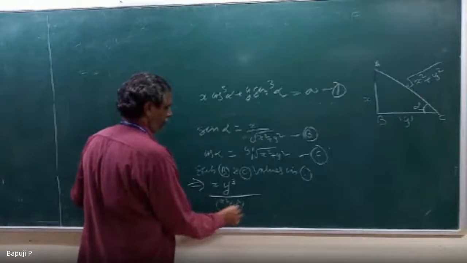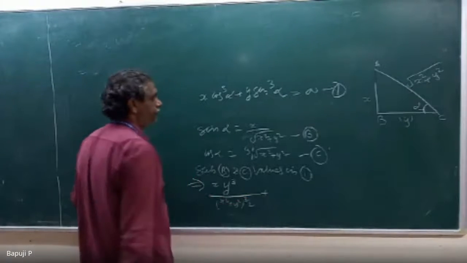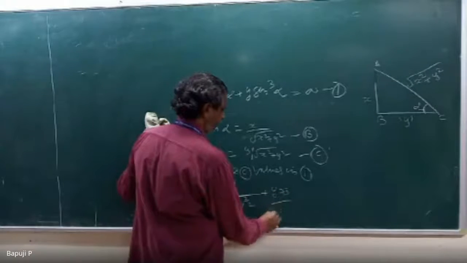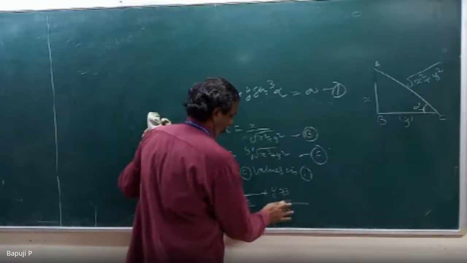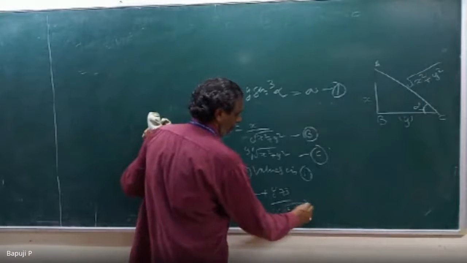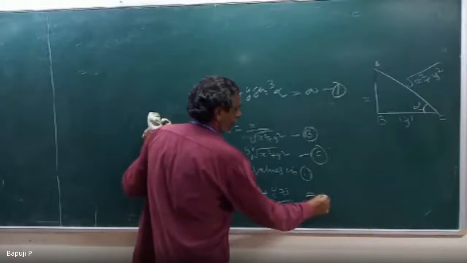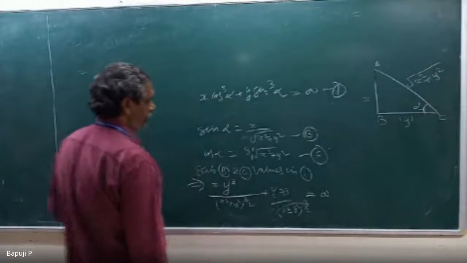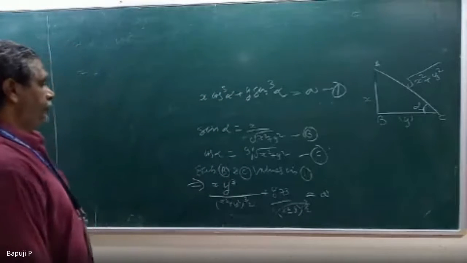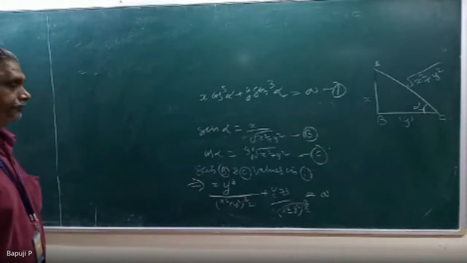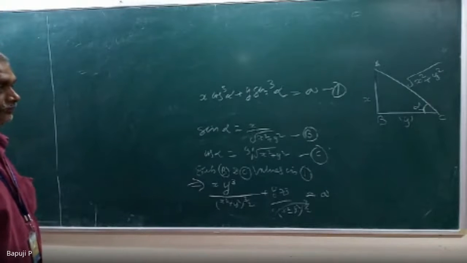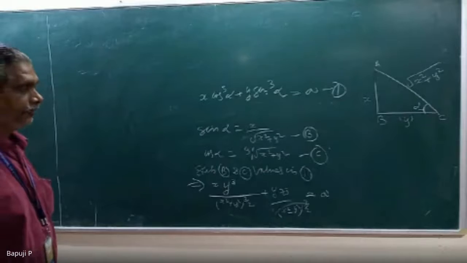Very good. Then this fellow, xy cube by x square plus y square whole power 3 by 2, is equal to a. Right or not? Now which term will be common? From the numerator, who will come common? xy by x square plus y square whole power 3 by 2.